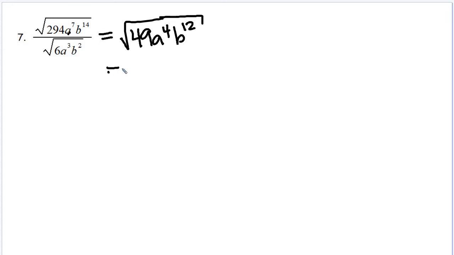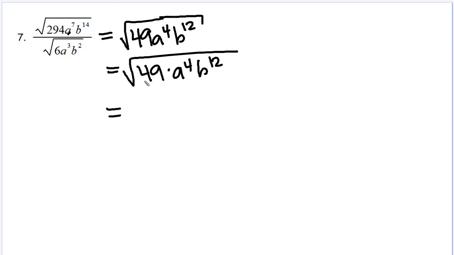Okay? So then from here, I'm going to start simplifying. It is a square root, so I don't have to do anything with 49 because it's a perfect square. I don't have to do anything with a to the 4th because it's divisible by 2. And I don't have to do anything with b to the 12th because it's divisible by 2. So that's going to give me the square root of 49 is 7. The square root of a to the 4th is a squared. And the square root of b to the 12th is b to the 6th.